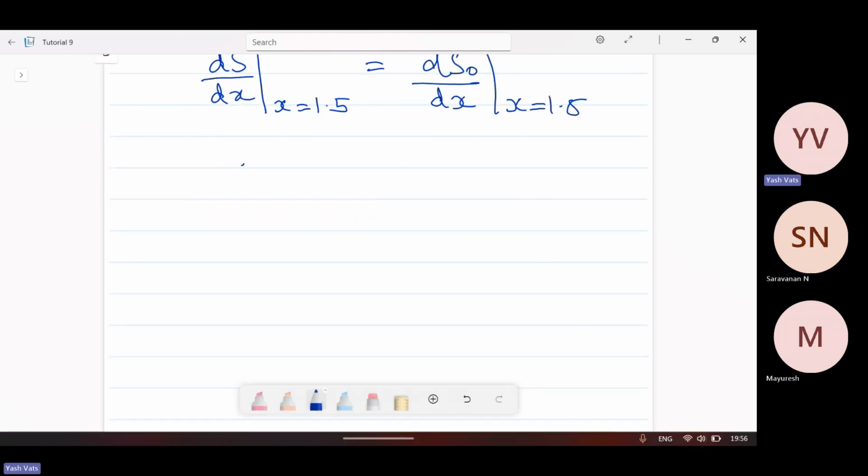So how do you approximate a first order derivative at a point x, right? How do you approximate?